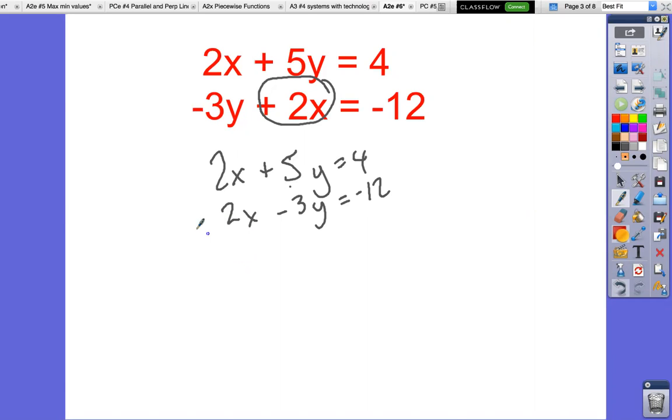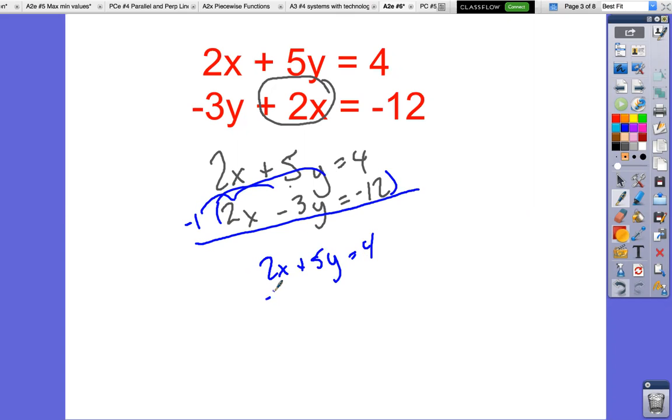I need some help. -1. Perfect. So if I multiply the entire equation by -1, I've got 2x plus 5y equals 4. Distribute this to everything. -2x plus 3y equals 12. And once you have opposites, again, you just add them up. So I've got 8y equals 16. Divide by 8, and y is 2.